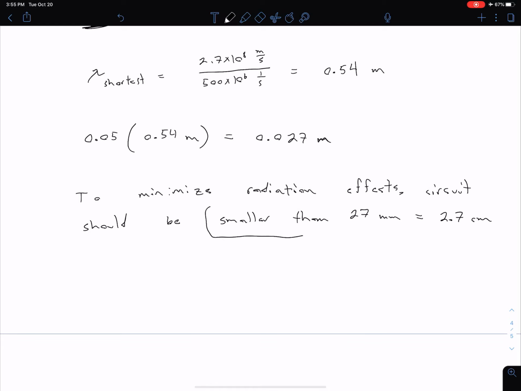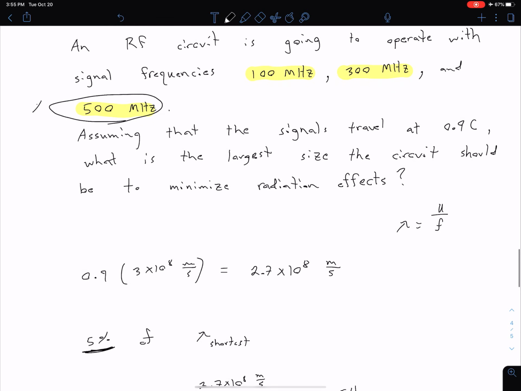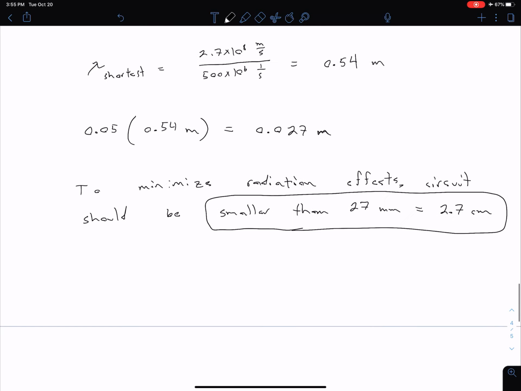So we can see how for a relatively, well, it is a large frequency, but we're still in the megahertz range. And of course, there are several things that operate in gigahertz and above. So relatively, we're still kind of mid-range for high frequencies. And so even then, we see that our circuit should be smaller than 27 millimeters to limit our electromagnetic radiation. So pretty small size, and that just gets smaller as we increase our frequency.